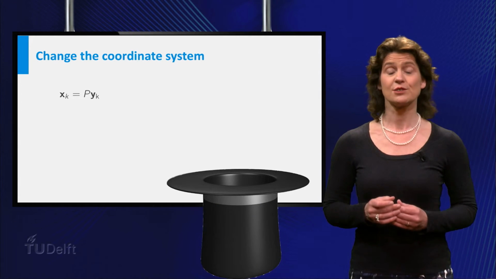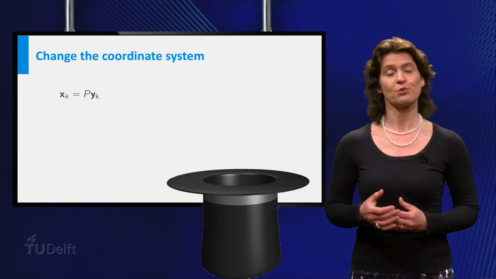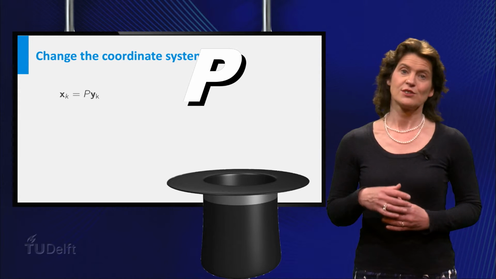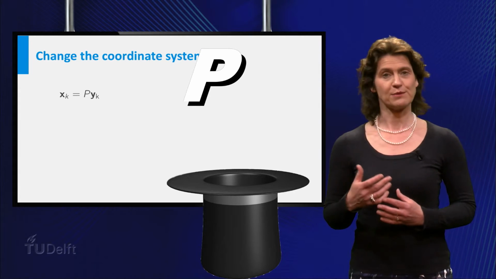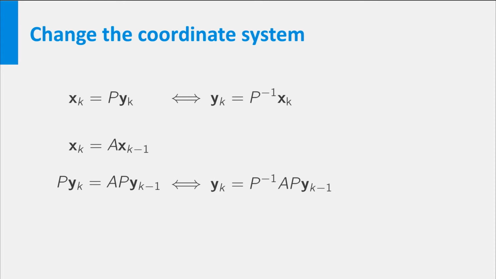Change the coordinate systems for the axes. What does this mean? Well, pick some invertible matrix P, such that x_k is equal to P times y_k, and so y_k is P inverse times x_k. Now x_k is equal to A times x_{k-1}, so substituting P y_k for x_k, you get P y_k is equal to A times P times y_{k-1}, which is equivalent to y_k is equal to P inverse A P times y_{k-1}.